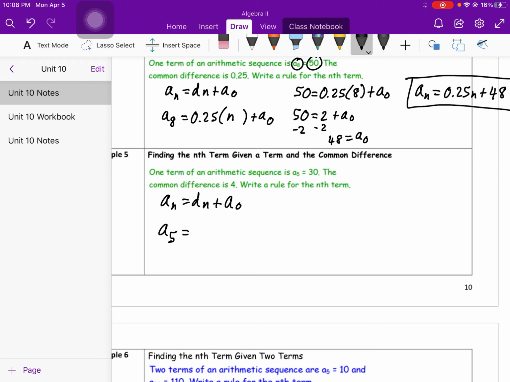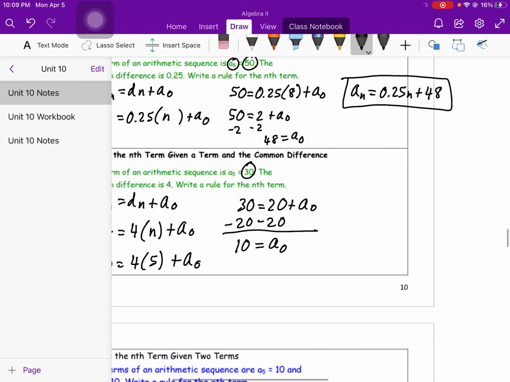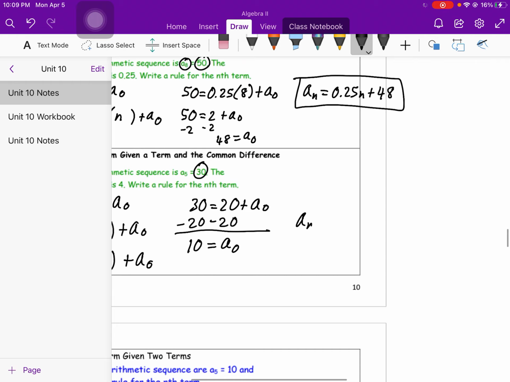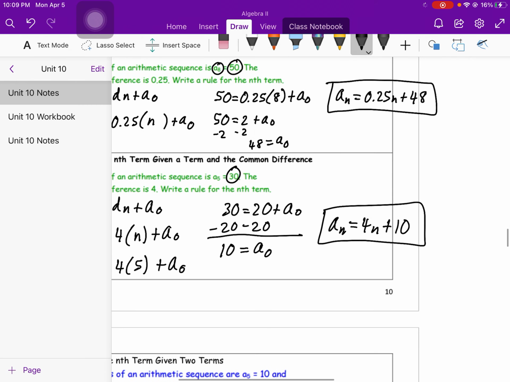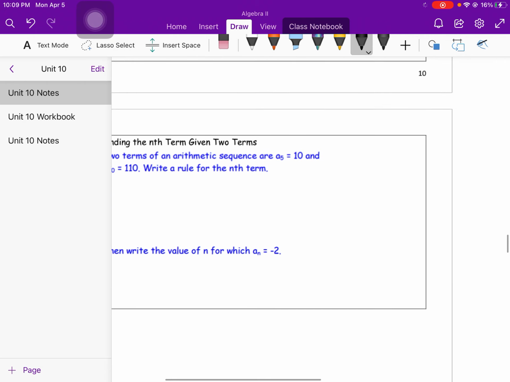So this one's going to be a of n equals, the common difference is 4, n plus a of 0. So we are going to do 30, because that's what this equals, 4 times 5 plus a of 0. So 30 equals 20 when we multiply that out. Subtract 20. You get 10 equals a of 0. Don't forget the last step though. Plug it back in. So 4n plus 10. We got the common difference is 4, and then we solve for a of 0 to be 10.